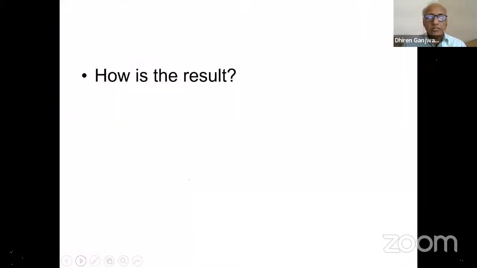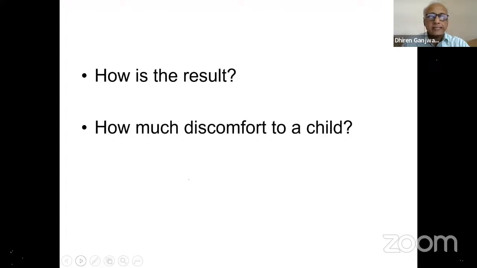Now, I would like to ask you, how will you consider this result? You have the clinical result as well as the radiological result. How is the result? That's the first question. You may not answer that in the chat box. Just try to imagine in your mind what the result is. And the second is, how much is the discomfort to a child and to the family?